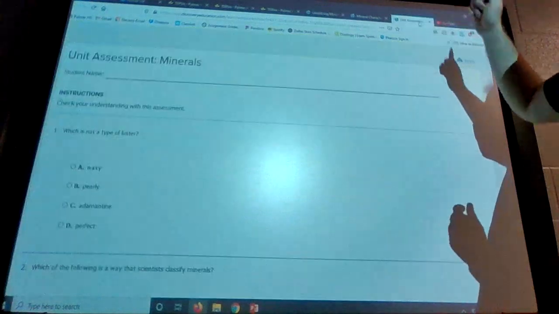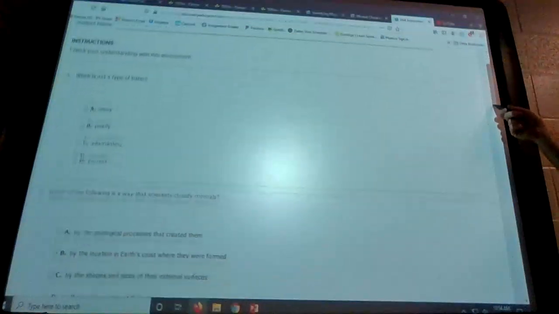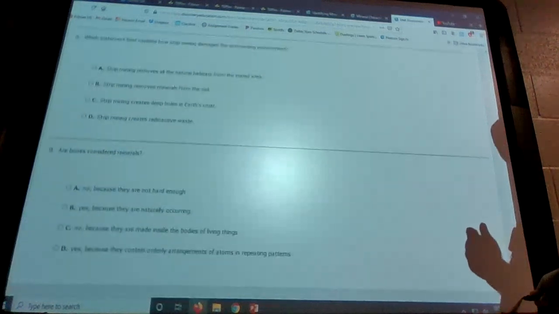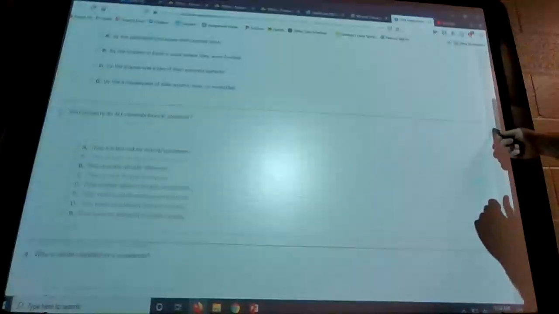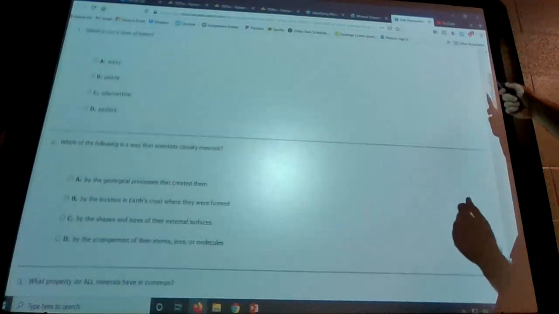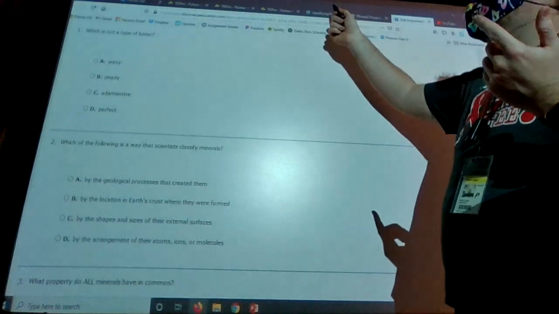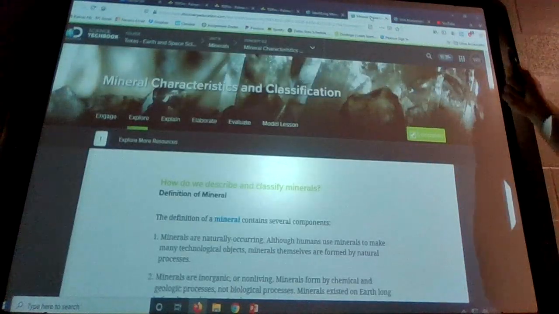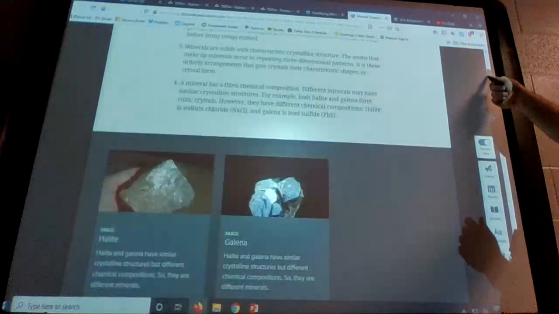So we're going to see what the questions kind of look like and how difficult they might be. 9 questions, not too bad. Number 1 is talking about luster. Luster is going to be in, I believe, the mineral characteristics section.